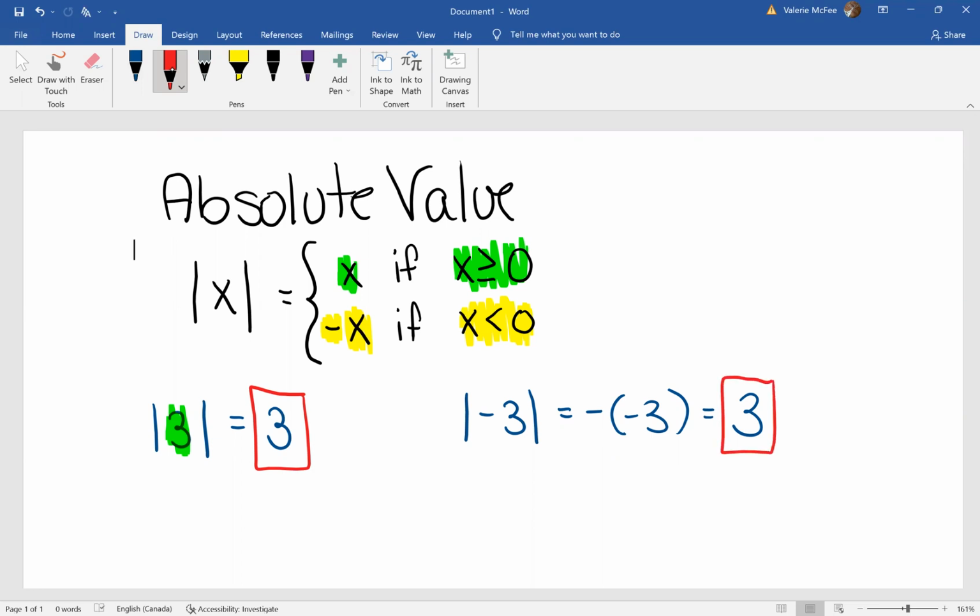The answers to absolute value questions are always positive. Whatever is inside those absolute value signs becomes its greatest distance from 0, a positive distance. But what this means when we're solving for inequalities is that what's inside could be positive or negative.